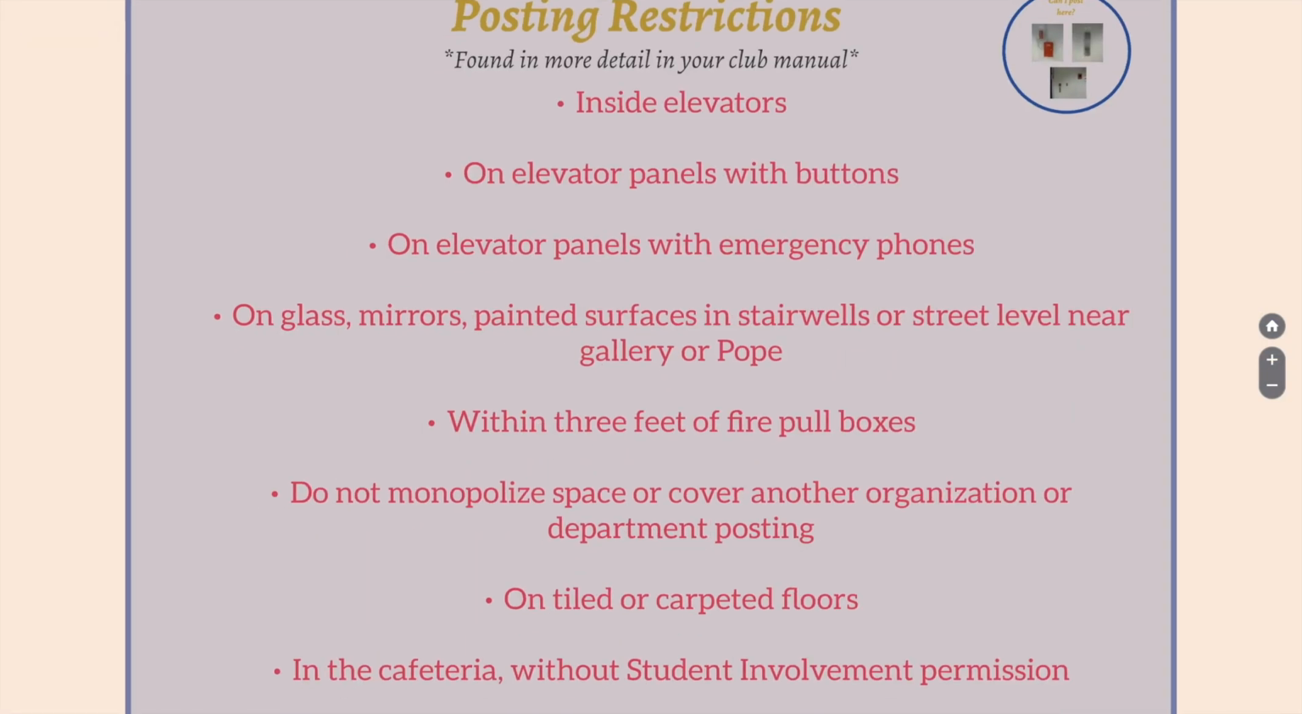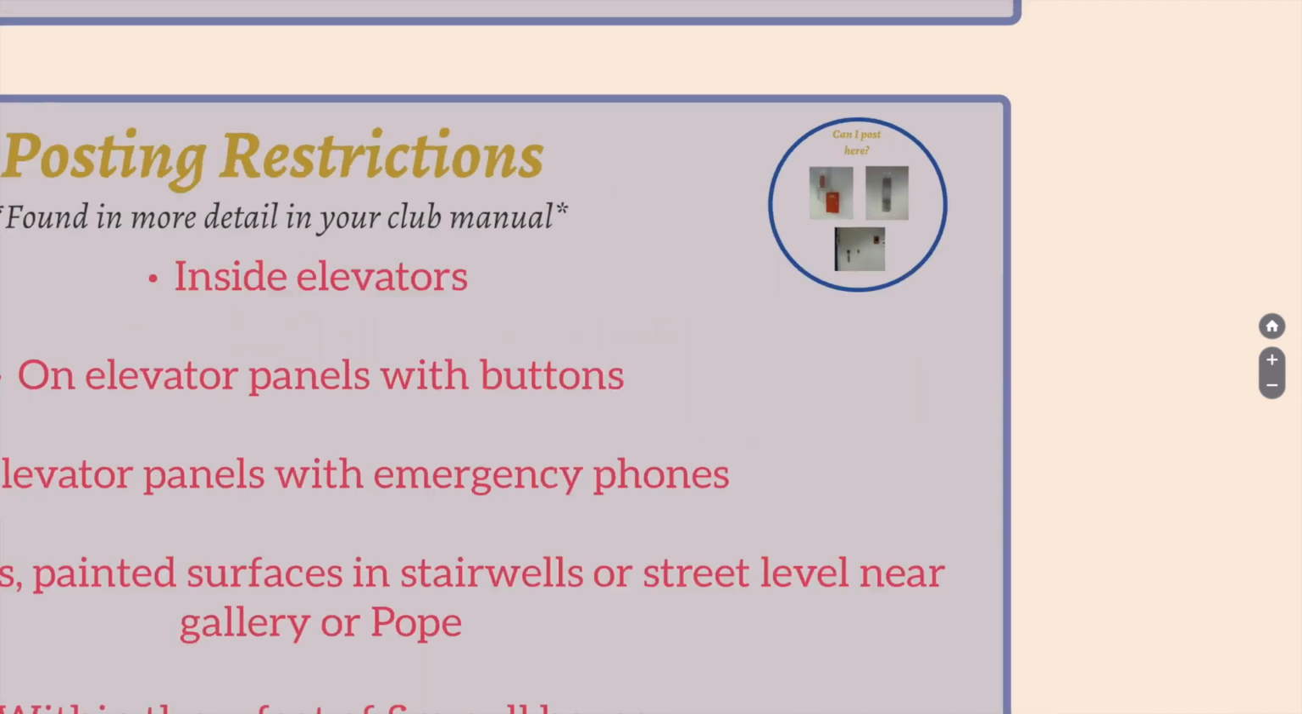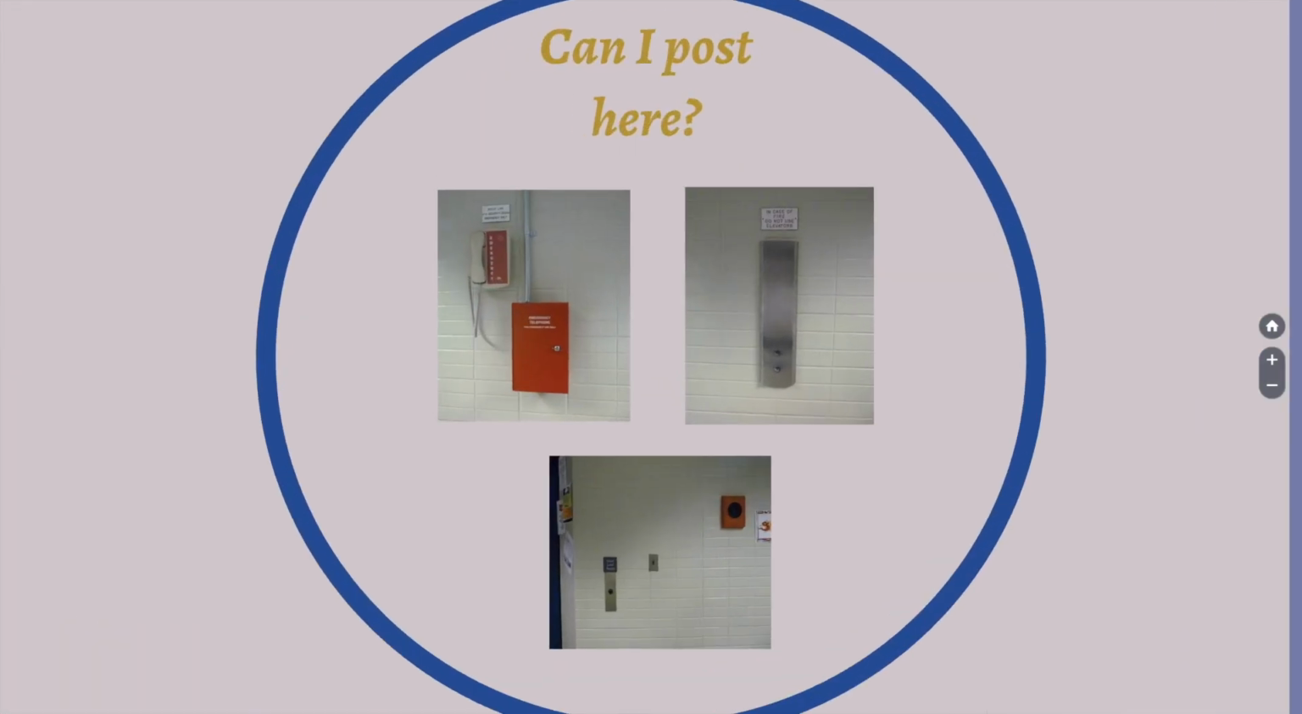Posting restrictions are found in more detail in the Club Leader Manual. Postings cannot be posted inside elevators, on elevator panels with buttons, on elevator panels with emergency phones, on glass, mirrors, painted surfaces, in stairwells, or in the street level near the gallery or Pope. They cannot be posted within 3 feet of any fire pull boxes. You cannot monopolize space or cover another organization or department's legally posted flyers. They cannot be posted on tiled or carpeted floors, and they cannot be posted in the cafeteria. Can I post here? No.